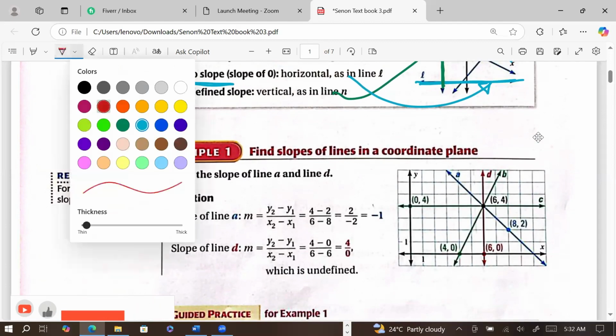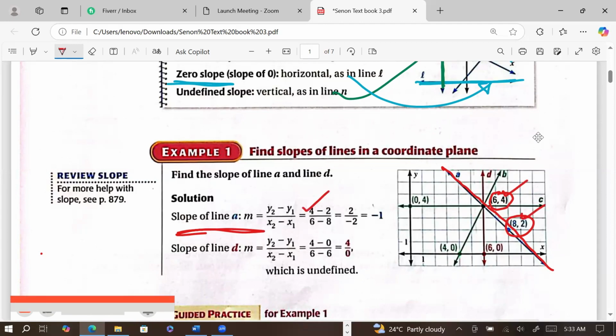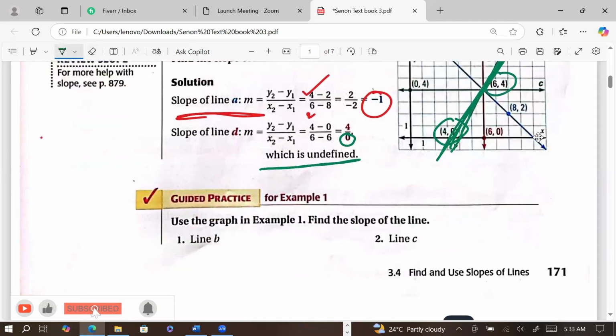So we will substitute the values for y2, y1, x2 and x1. Slope of A, this line. So if we know the coordinates of 2 points, we can calculate the slope. The 2 points will be (6, 4) and (8, 2). Then 4 minus 2 is divided by 6 minus 8. Minus 1 is the answer.